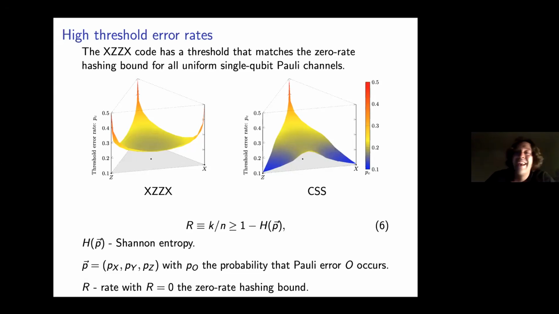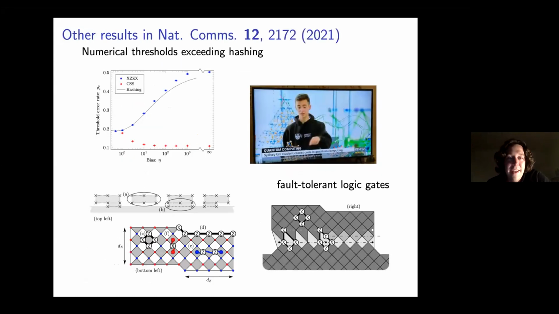We don't know. It's a numerical observation. It may be interesting to prove that that's really true, or find a good use for that fact. We also found it even exceeds the hashing bound in some places, which was a big surprise to us, as you approach the bias, the infinitely biased dephasing noise point.